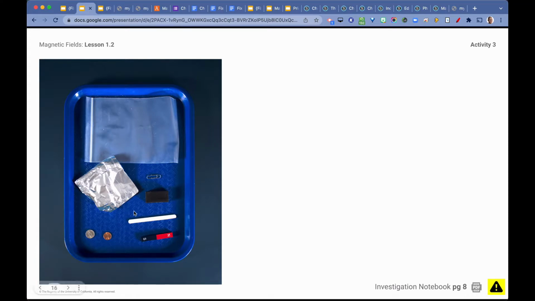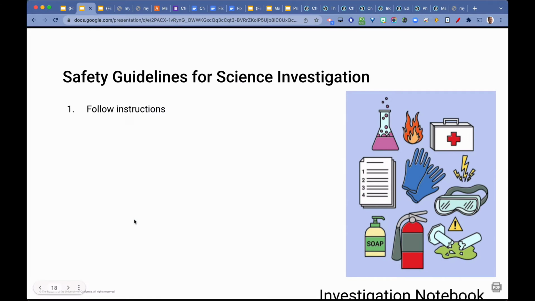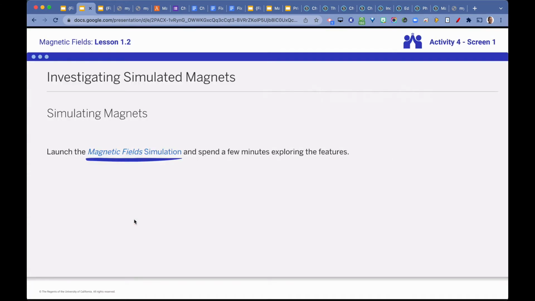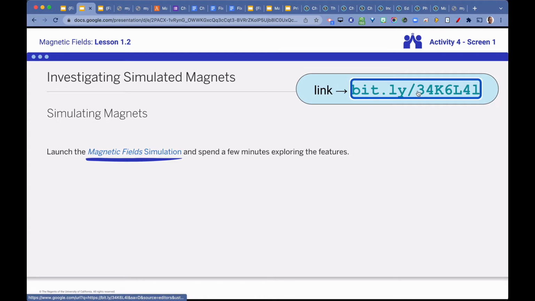We had a strong and a weak magnet. We had a wooden popsicle stick, aluminum foil, a paper clip, a penny, and a nickel. And they explored how these various objects were affected by magnets. They did this in the sim as well, so let me take you to the sim and show you that for a little bit.